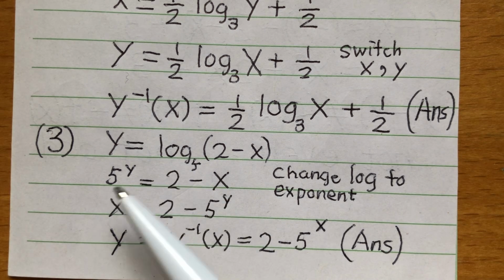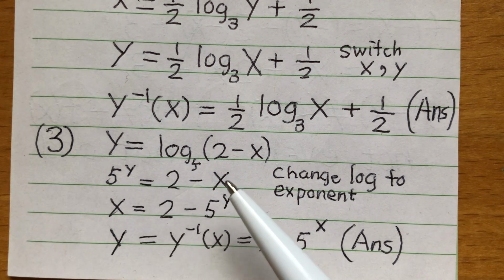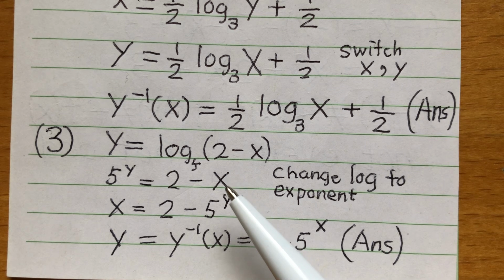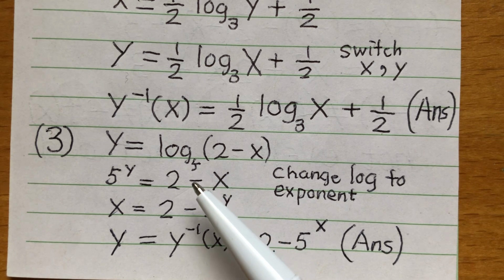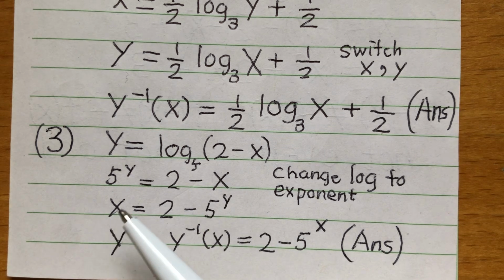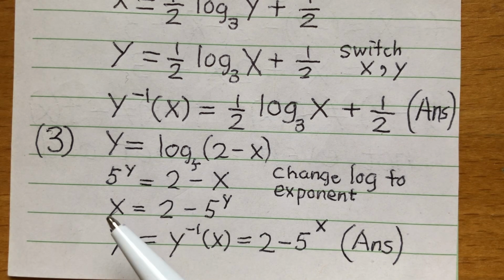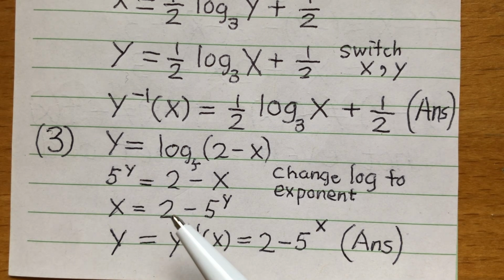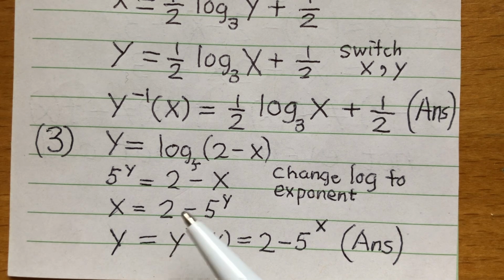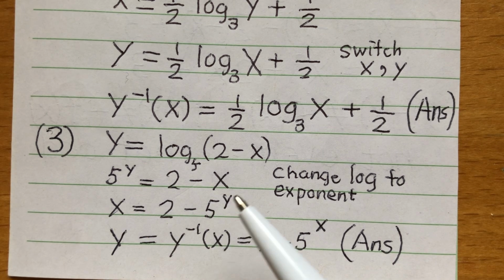So this is the exponential function. Then I want x. So move the negative x to the left-hand side, becomes positive x. And move the 5 to the exponent y to the right-hand side, so I have this: x equals 2 minus 5 to the exponent y.